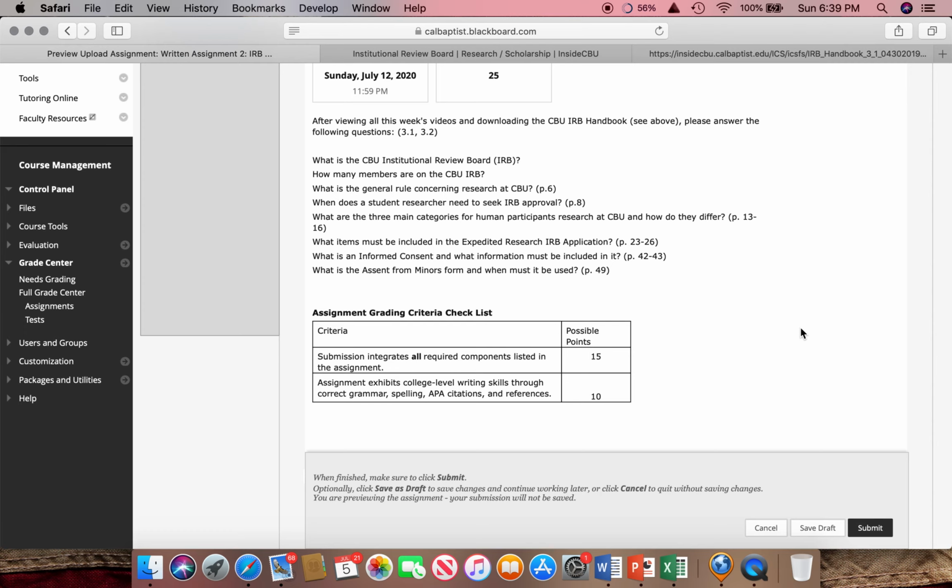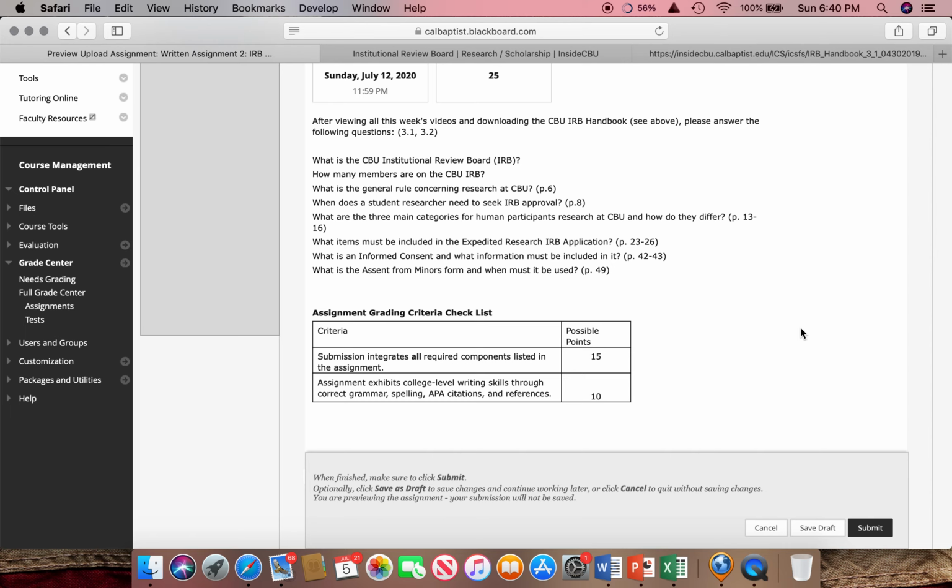I have a series of questions here, and I just want a short answer to each one of these. What is the CBU Institutional Review Board? How many members are on the CBU IRB? What is the general rule concerning research at CBU? When does a student researcher need to seek IRB approval? What are the three main categories for human participants research at CBU, and how do they differ? What items must be included in an expedited research IRB application? What is an informed consent, and what information must be included in it? And what is the assent from minors form, and when must it be used?